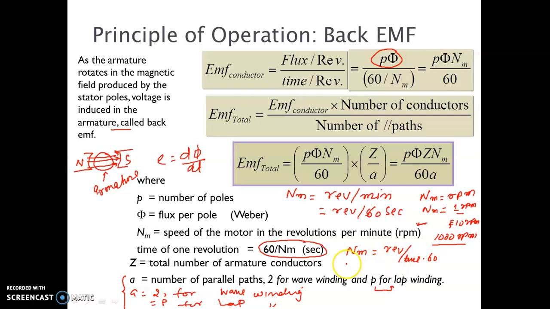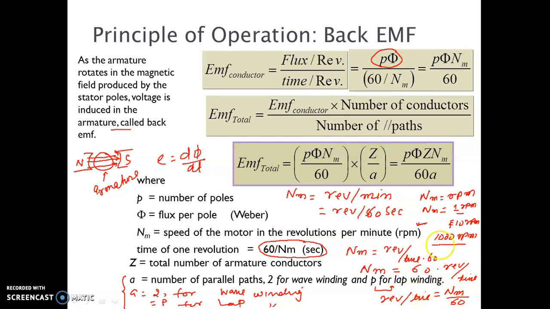So what will be the value of Nm? Nm will be equal to 60 multiplied by revolution by time. So revolution by time will be equal to Nm by 60. Nm is the speed of the armature or motor.